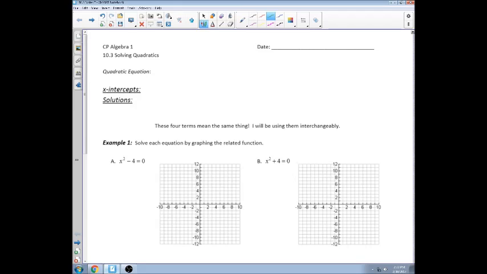This lesson is for my Algebra 1 class. It is 10.3, Solving Quadratics. A quadratic equation is in the form y equals ax squared plus bx plus c.